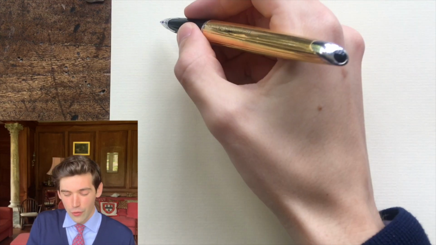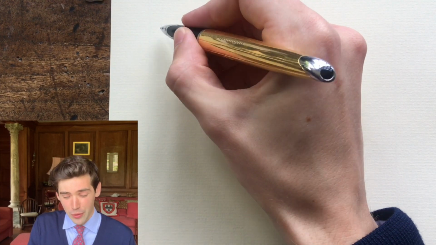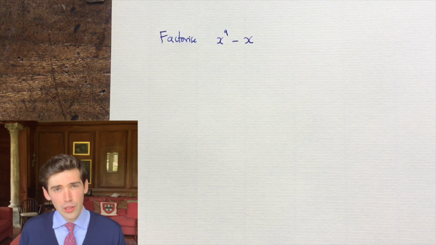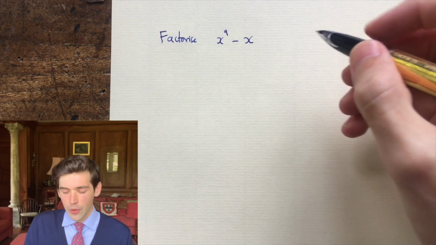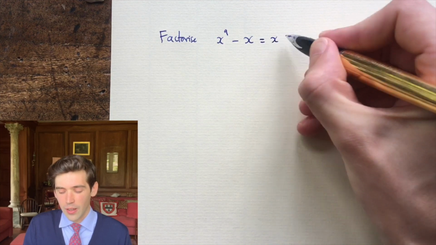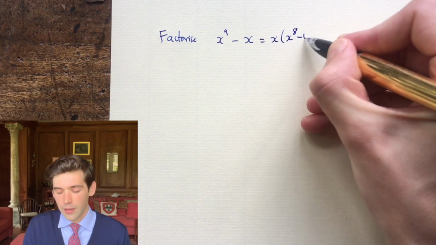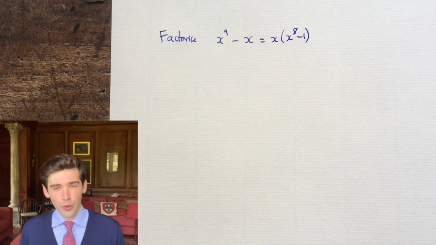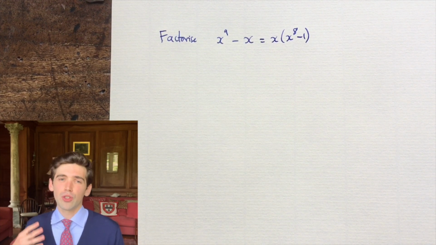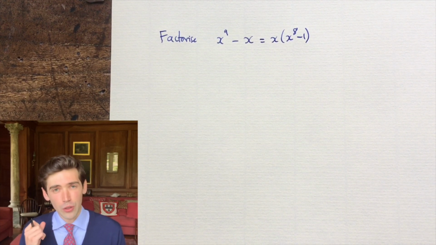First question. Factorise x^9 minus x. This looks like a fairly simple question, but it's quite revealing because a lot of people just write down x(x^8 minus 1). And that is a factorisation, but it's not a full factorisation. We can go much further.